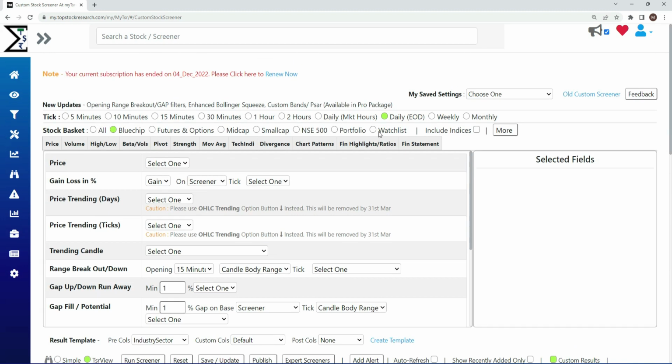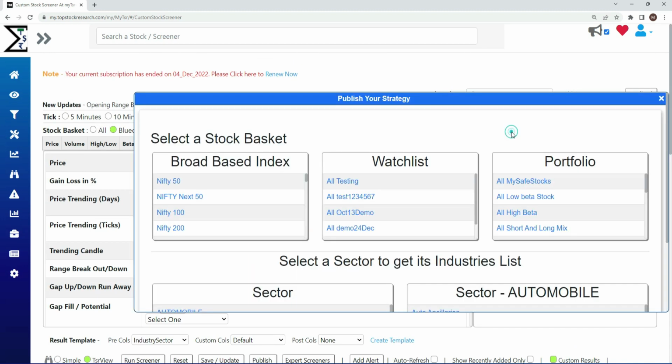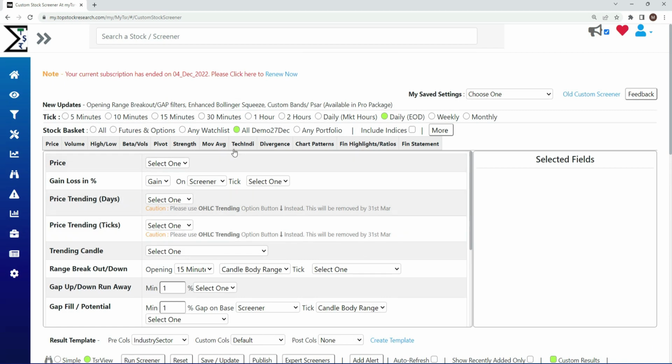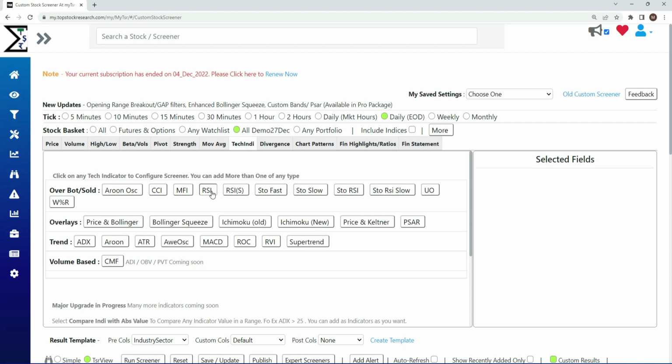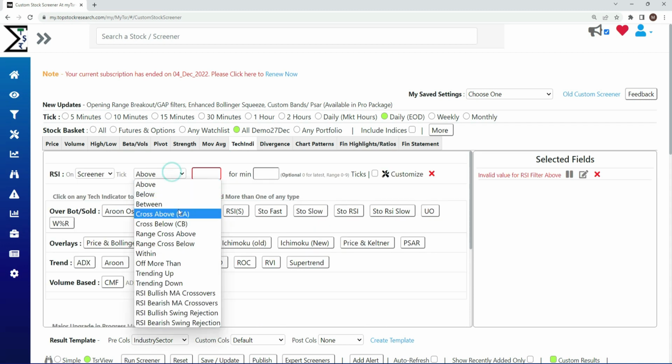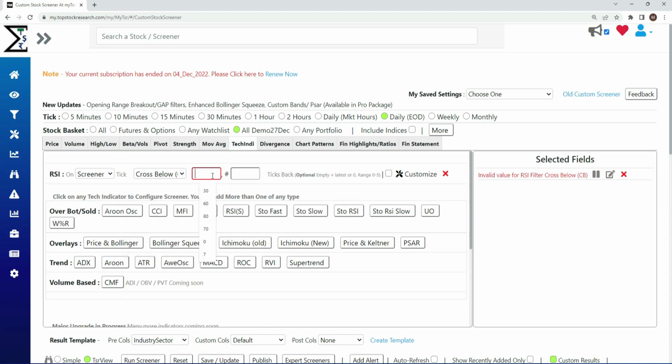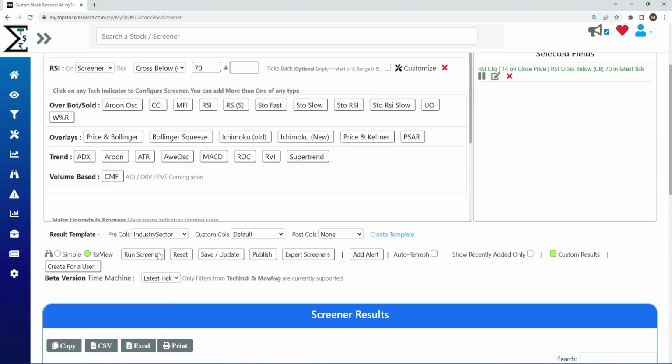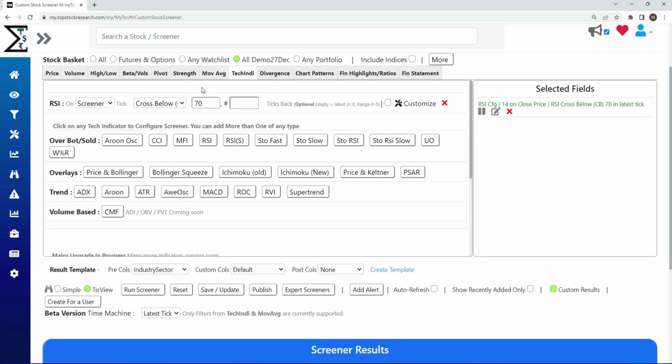We are screening stocks on a watch list. Yeah, 27th, right? And then what we are doing is we are looking at technical screener, right? Crossing below, let's say 70, right? You'll not find too many stocks, right? None, right? If you take it to 60, right? Perhaps you'll get some.